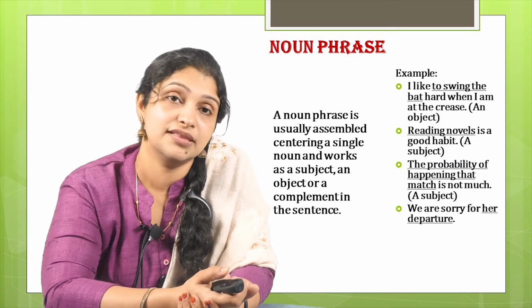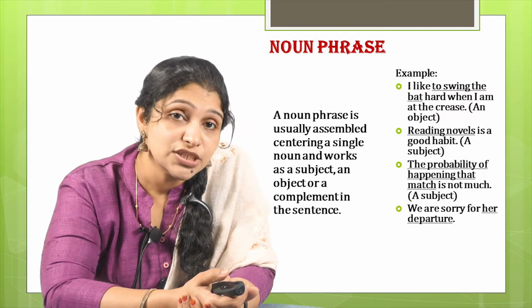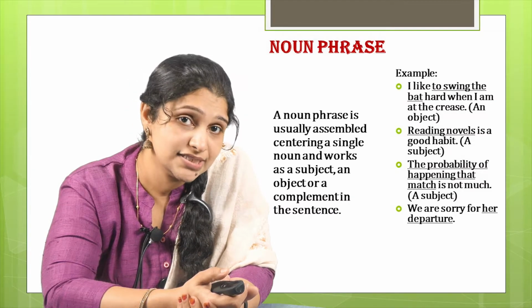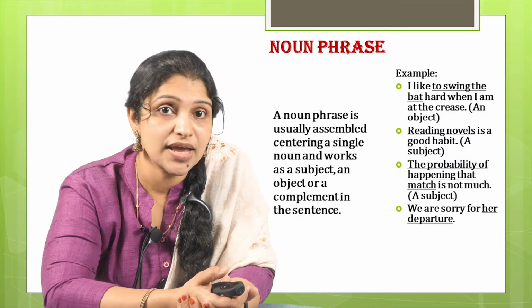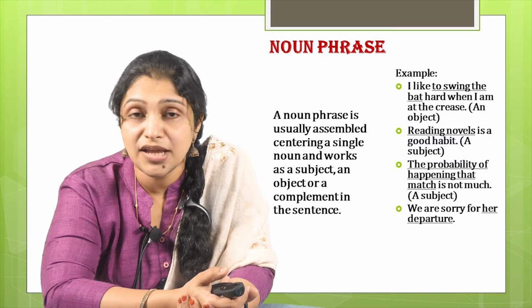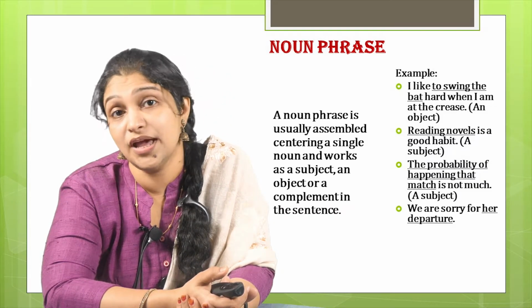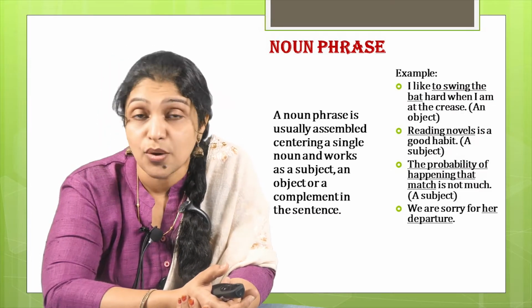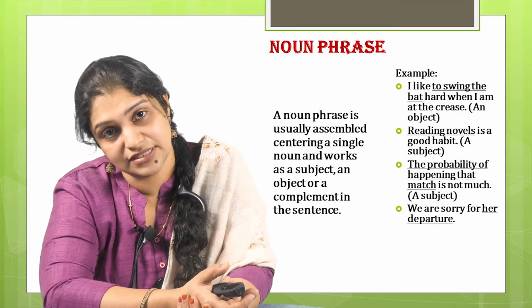For example, you can see the examples. I like to swing the bat. Just focus on the underlined group of words: to swing the bat. I like to swing the bat hard when I'm at the crease. Here, to swing the bat is the noun phrase, which acts as an object.